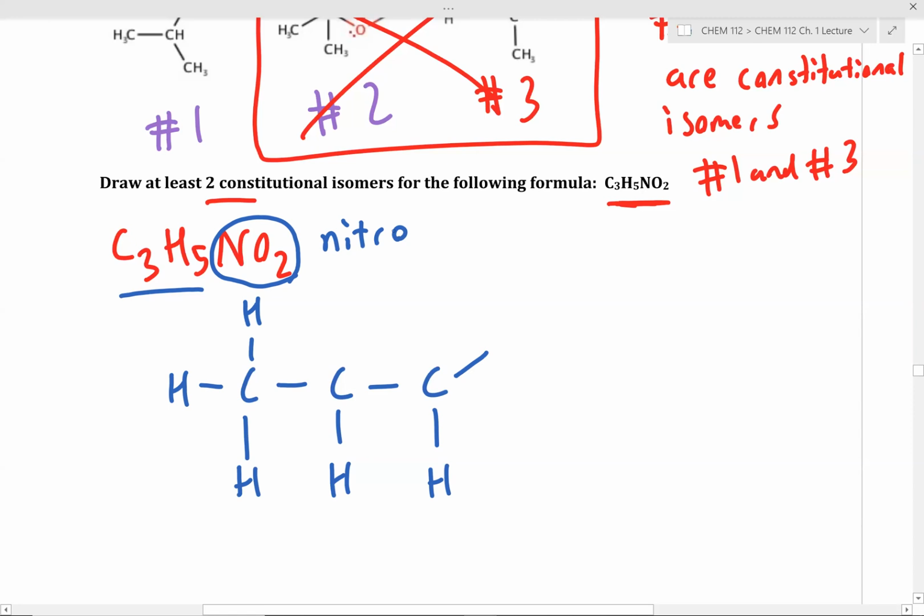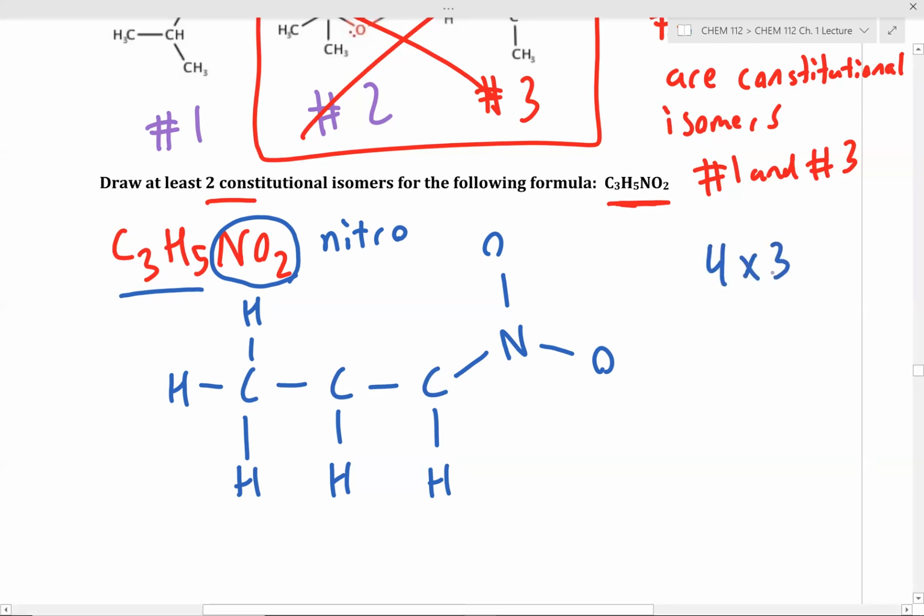So the quicker you can recognize functional groups, the more time you can save in writing out Lewis structures. So I'm going to have a nitrogen with 2 oxygens attached. So this is my skeleton. Now I'm going to count electrons to fill in my skeleton.